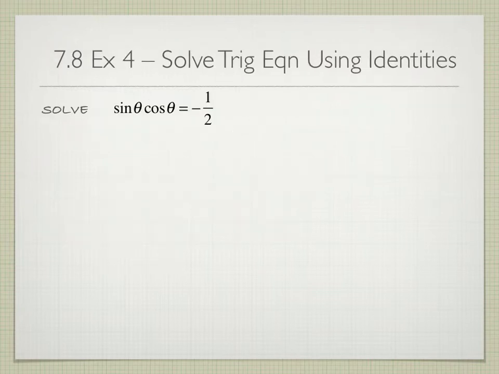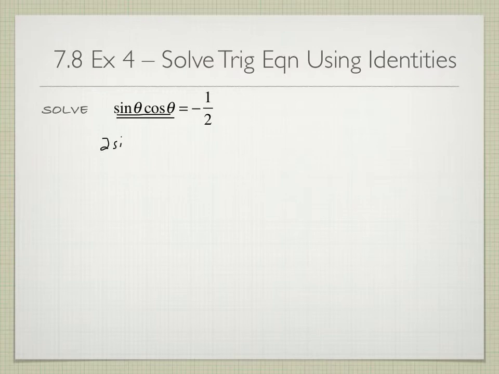All right, example 4. Solve sine of theta cosine of theta equal to -1/2. All right, so let's see, what can we do here? We're going to, again, try to use an identity. Well, sine theta cosine theta looks a lot like the sine of 2 theta, except it just needs to be multiplied by 2. So we're going to multiply both sides by 2.